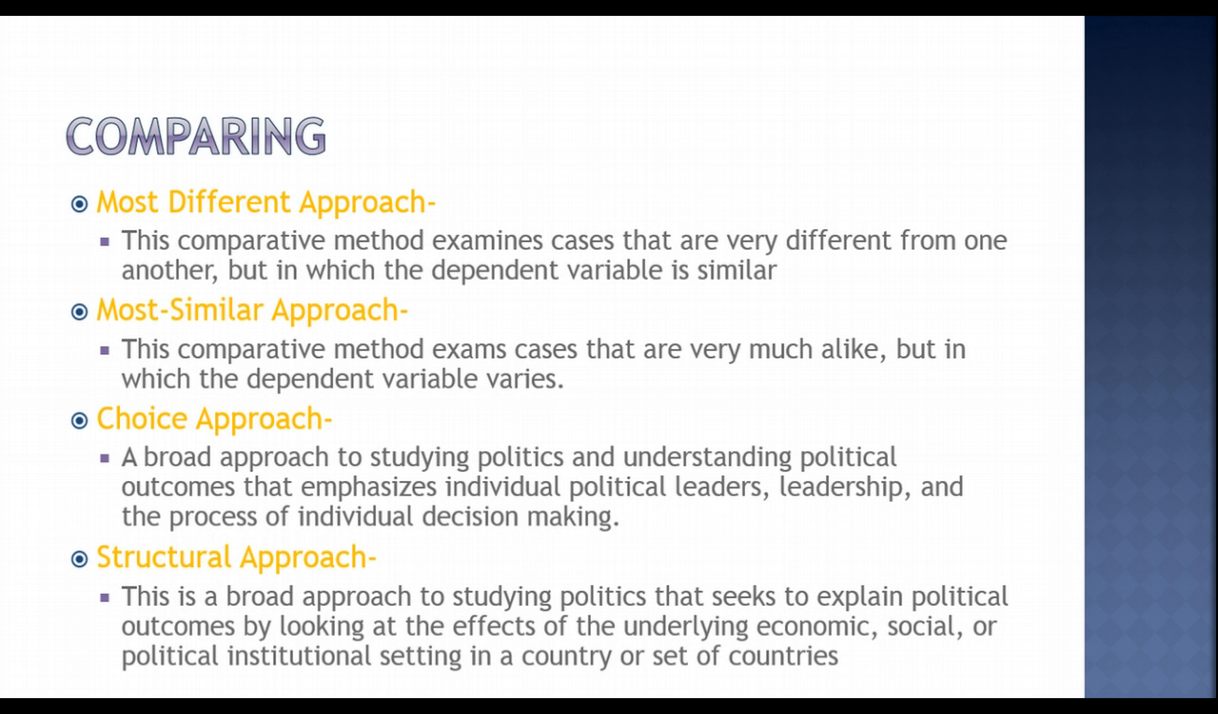Alright, we can take the most different approach, which is where we look at polar opposites to try and come up with a theory. We can look at most similar, which is when we look at things that are as close as possible to be able to come up with some sort of theory as to how things go on. We can look at the choice approach, which is a broad approach to studying politics and understanding political outcomes that emphasizes individual political leadership in the process of individual decision making. So how do individuals make choices? How do politicians make choices? How do leaders make choices?